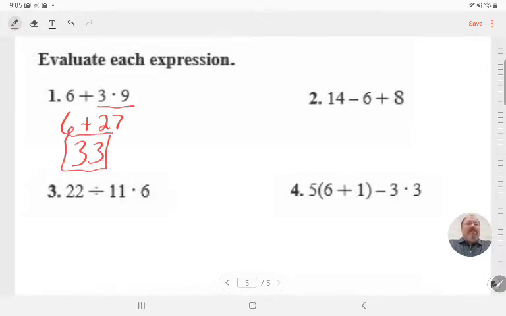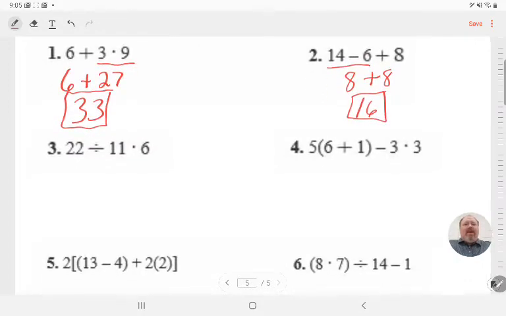Number 2, we have 14 minus 6 plus 8. All we have is add and subtract. So addition and subtraction, so we can go left to right. So we would say 14 minus 6, which is 8, and then 8 plus 8, which would give me 16. All right, good job. All right, then we have 22 divided by 11 times 6. All we have is multiplication and division, so we'd go left to right. 22 divided by 11 would be 2, and then times 6, which would give me 12. So you should have got 12 for that one.